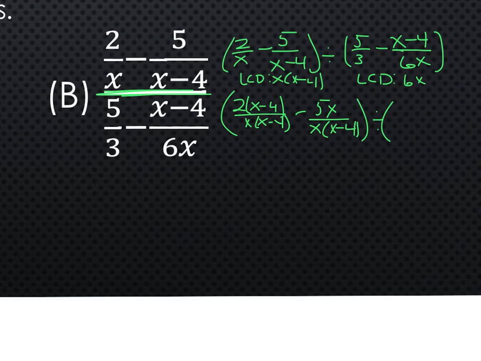Okay, now for the other group, the 5/3, you want to turn that denominator into a 6x. You'll multiply top and bottom by 2x. And for the x minus 4 over 6x, that is going to remain unchanged.